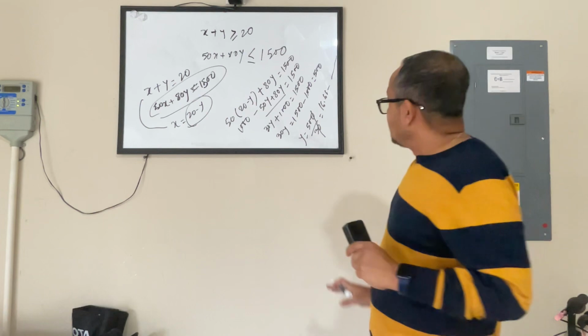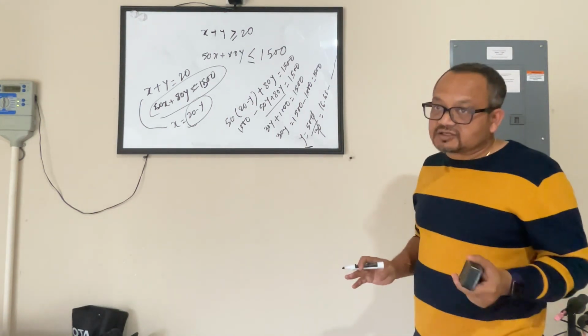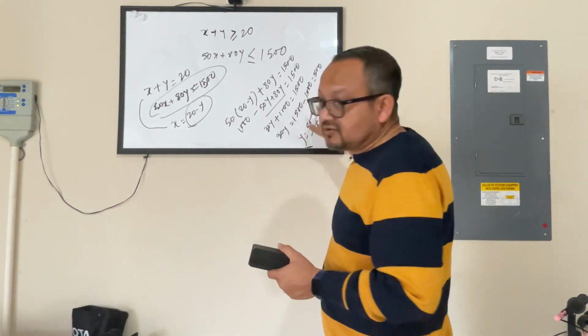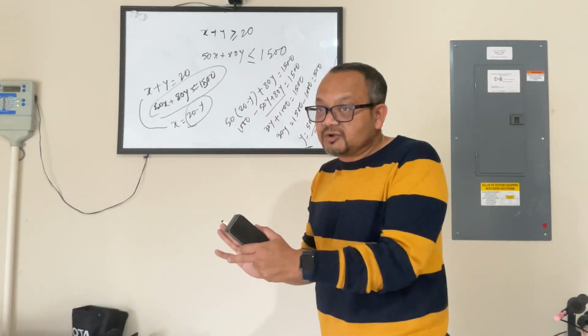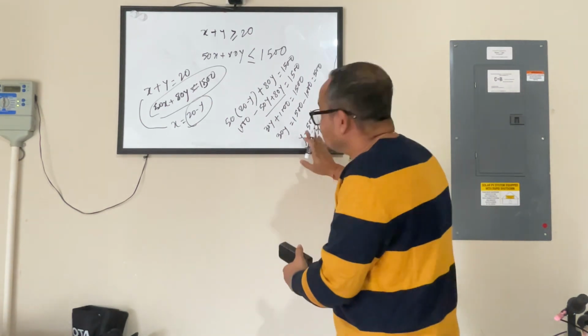Now, since I cannot have partial boxes, I will do the rounding to the nearest possible whole number which is smaller than this number.